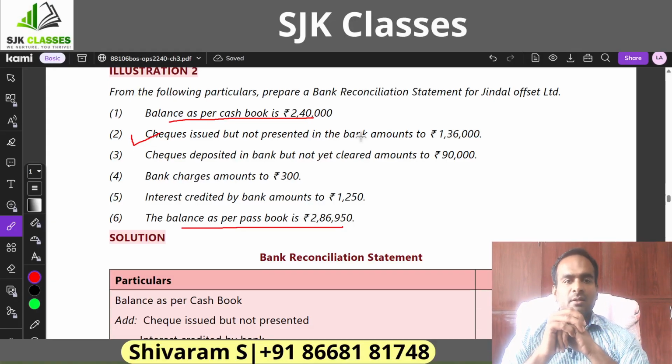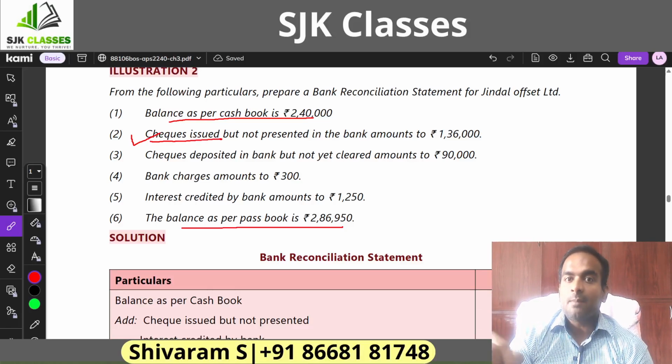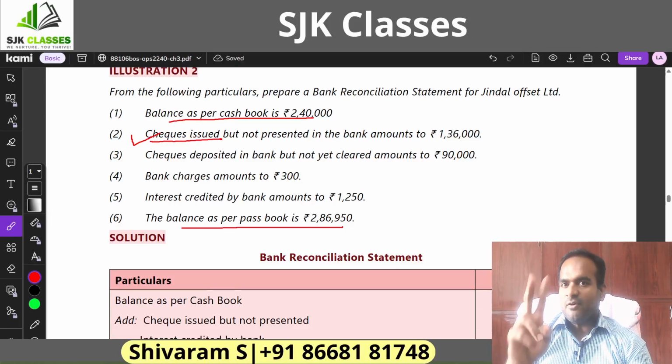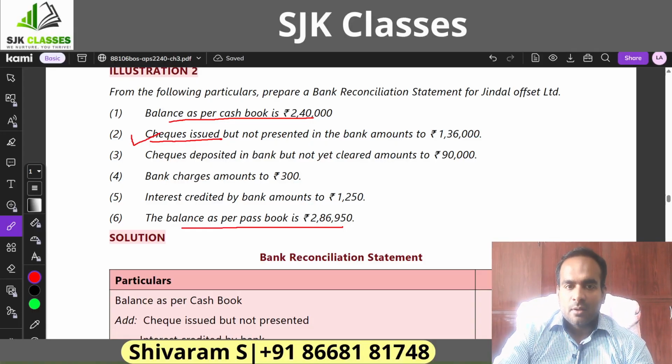What is the meaning here? Look at this word, checks issued. What is the meaning of checks issued? It means it's a payment. I told you, identify 2 points. The first point is receipt or payment. The second point is in which book the impact is there. Now, with checks issued, it's conclusive that it's a case of payment. Now, in which book has it been recorded?